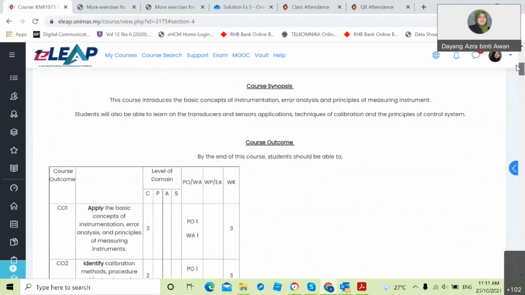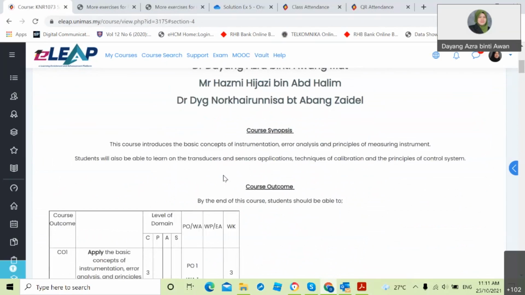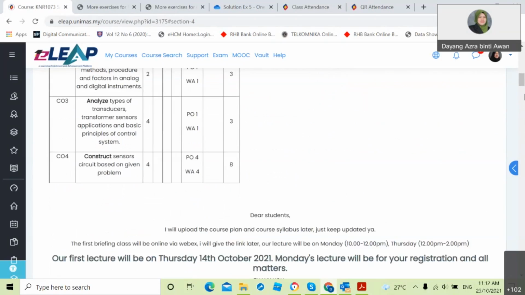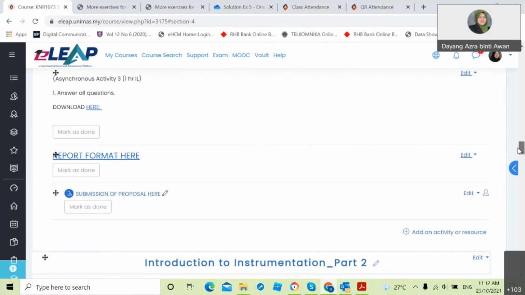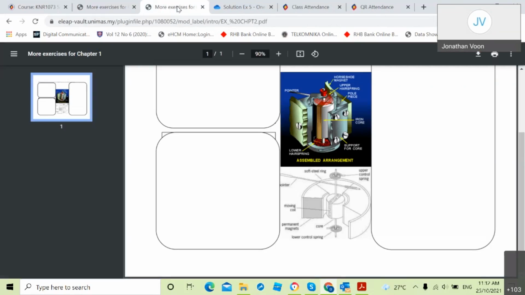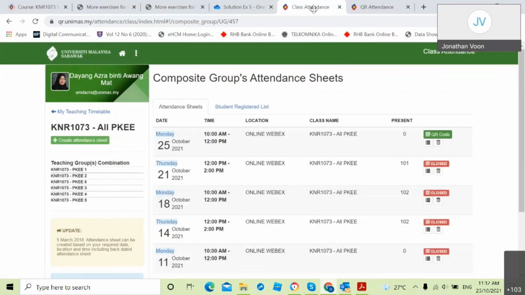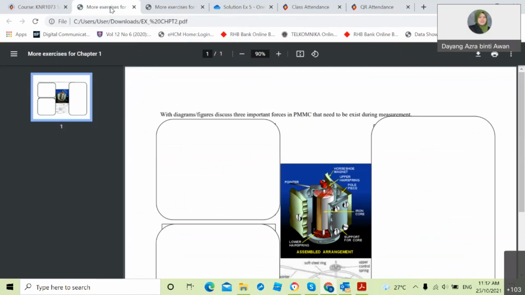So the activities that I put on the eLearning platform last week. Madam, can you upload the answer for activity 3 and the recording to the eLearning platform? Activity 3, the measurement gap. Yeah.